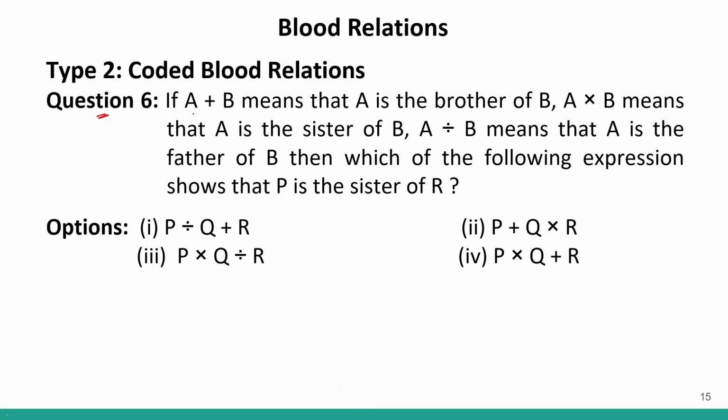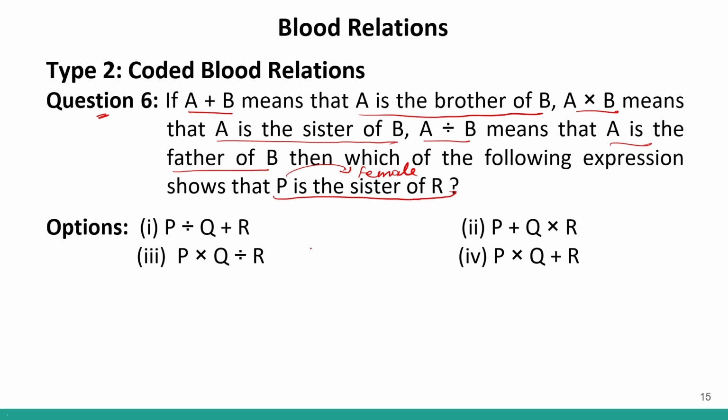Question number 6 says A plus B means A is the brother of B. A into B means A is the sister of B. A divided B means A is the father of B. We have to find out which of the following expressions shows that P is the sister of R. That means P has to be female. Correct? This relationship we have to find out.